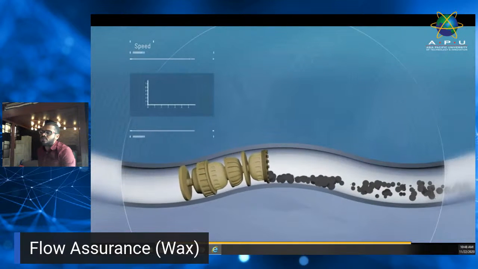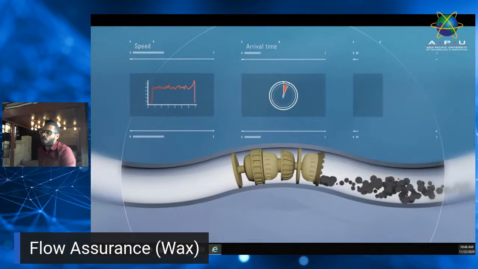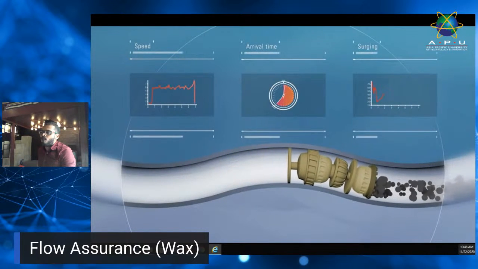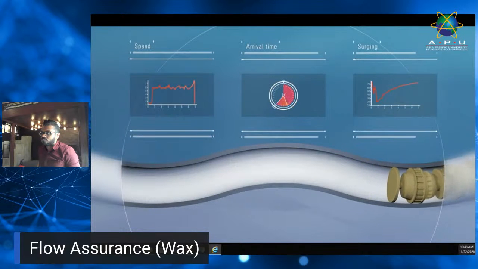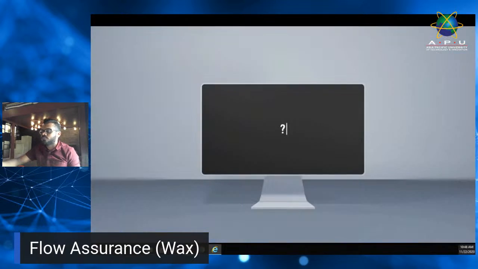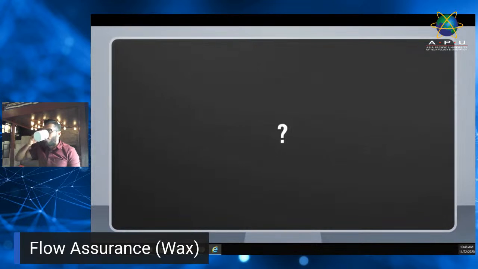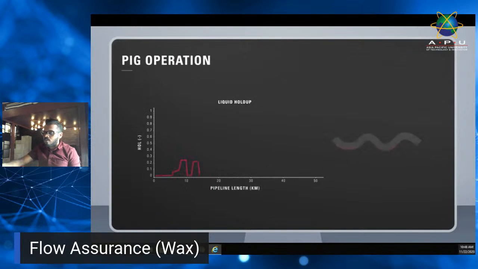Knowing how fast to run the pig, when the pig will arrive, and the size of the liquid surge ahead of the pig are critical to preventing an upset in operations due to separator flooding. But how often should a pig be run? Simulation shows how long it takes liquids to reaccumulate, and thus when the next pigging operation should be done.